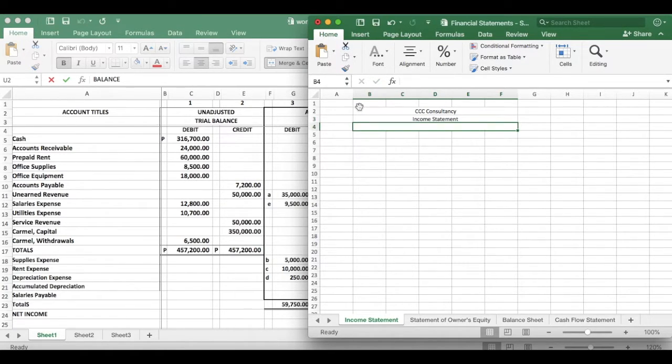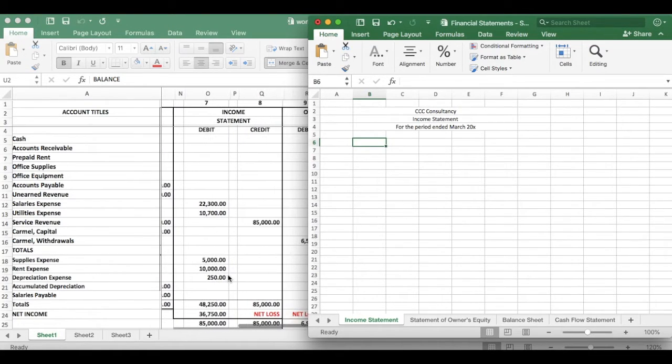Then the date. For income statement, it's usually for a period, so we say for the period ended, let's say March 20x. Now the first, you leave a space. First line item in the income statement will always be your income. Here this is a service type of company, so we call it revenue, and we have only one revenue in the problem, which is, if you look at columns 7 and 8, service revenue.